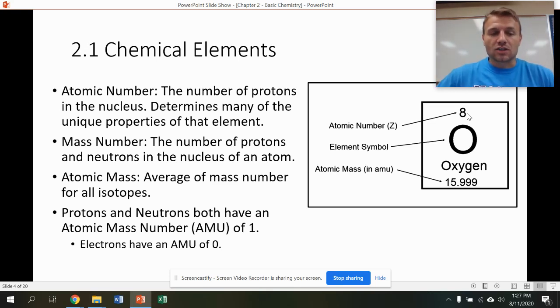Now, mass number and the atomic mass are very similar, but they're different. Mass number is just the number of protons and neutrons in an atom. And again, you're going to record that in AMU units. The atomic mass is the average of the mass numbers. So you're going to have different isotopes for a particular element, and it's just the average of those mass numbers. You don't really need to go in depth and understand what an atomic mass is, but understand that we find atomic mass below where the element is, usually on a periodic table.